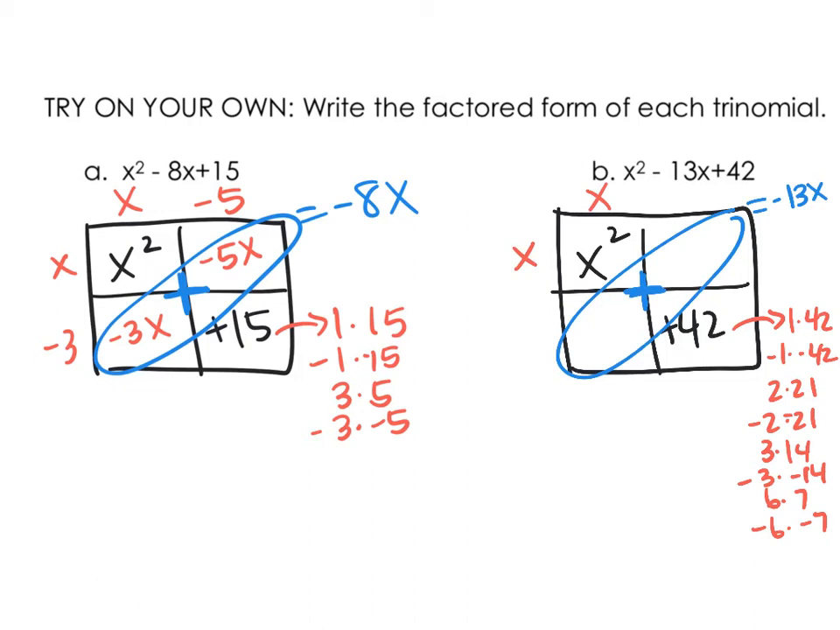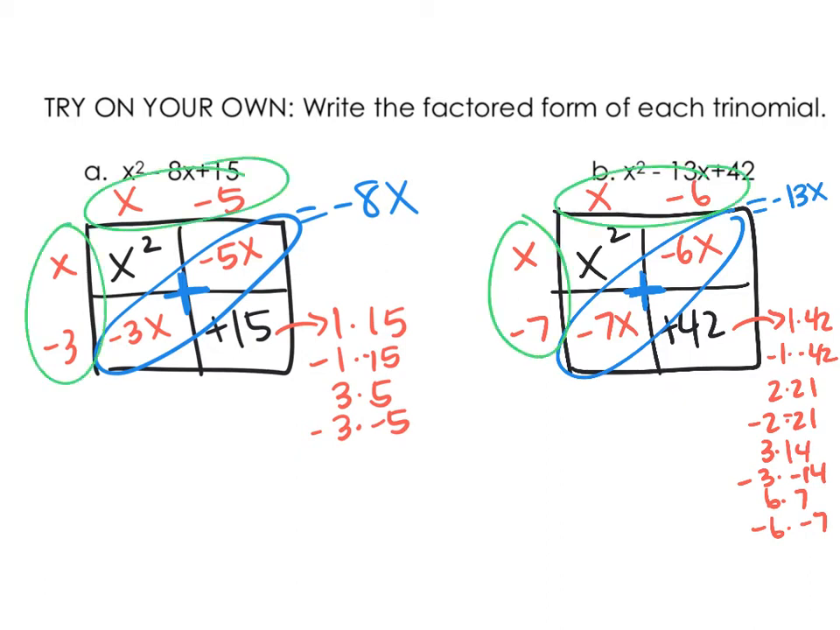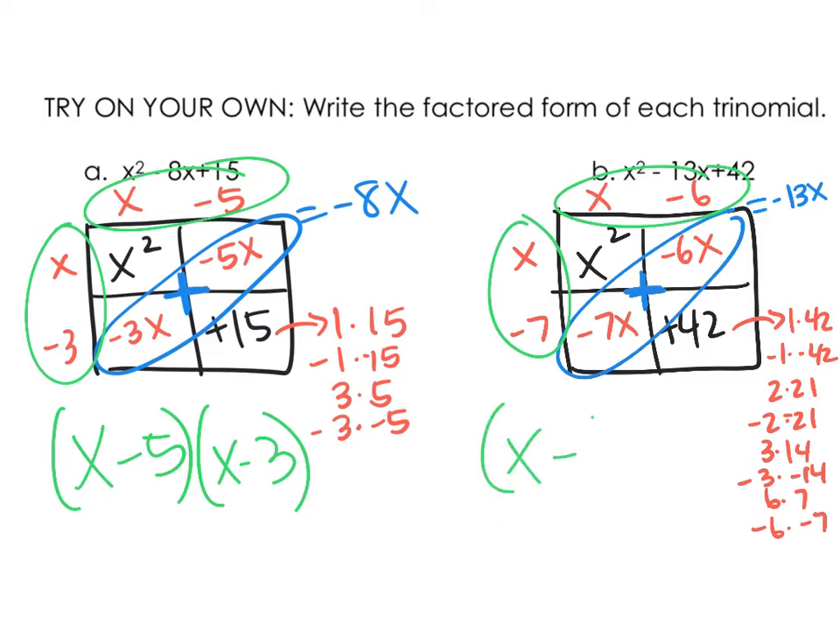And then once you get down to it, you should have figured out that your answer was a negative 6 and a negative 7. So that when you put it in there, negative 6x and negative 7x add to be that negative 13x that you were looking for. Oh, I did not write my answer on my last one. Let's write our answers for both of these. We should have had on A, x minus 5 and x minus 3. And on B, we should have had x minus 6 and x minus 7.